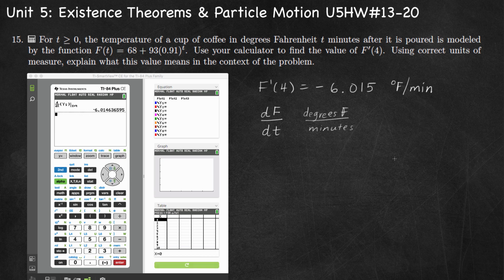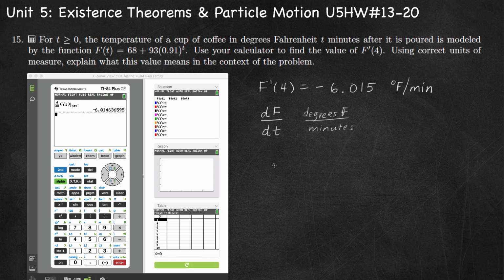Those are the units of measure, and now we have to explain what this value means in the context of the problem. So first of all, notice that it's negative. And when your derivative is negative, it means the function that you were taking the derivative of is decreasing. So at this particular moment in time, which is 4 minutes after the coffee is poured, the temperature is decreasing at this rate.